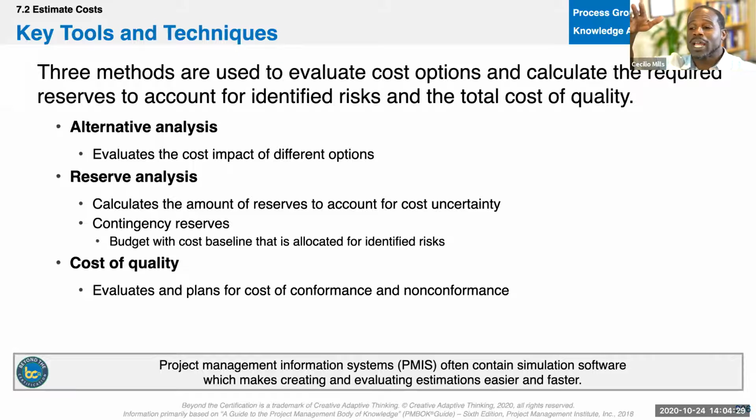And it's sort of like there's two categories: conformance and non-conformance. Then there are internal and external failure costs for non-conformance, and appraisal and preventative costs for conformance. And then there are costs for each of those. But even though we haven't gotten to that process, just remember that when you're in the planning process group, you're doing all of them.